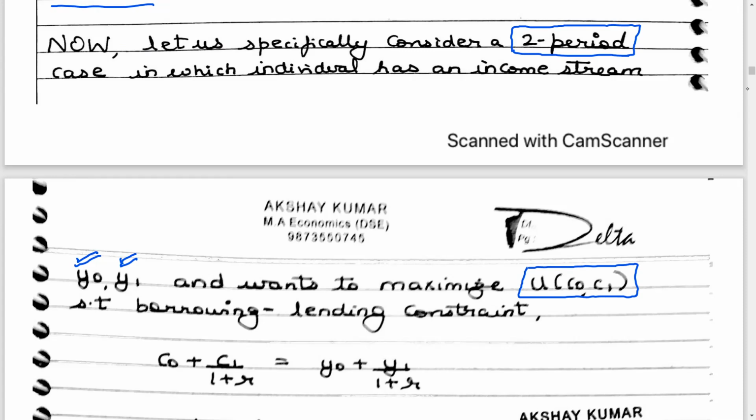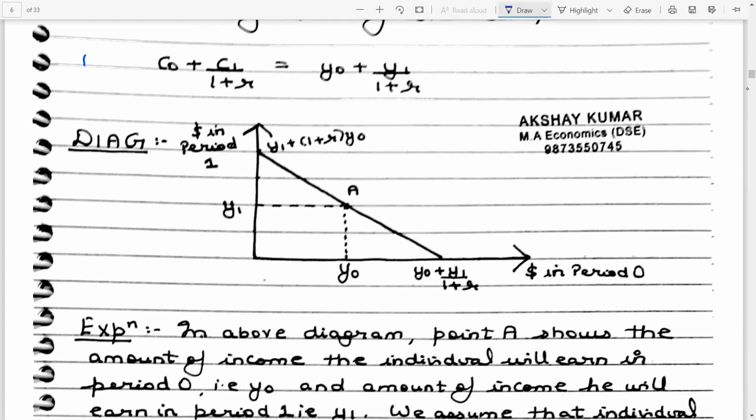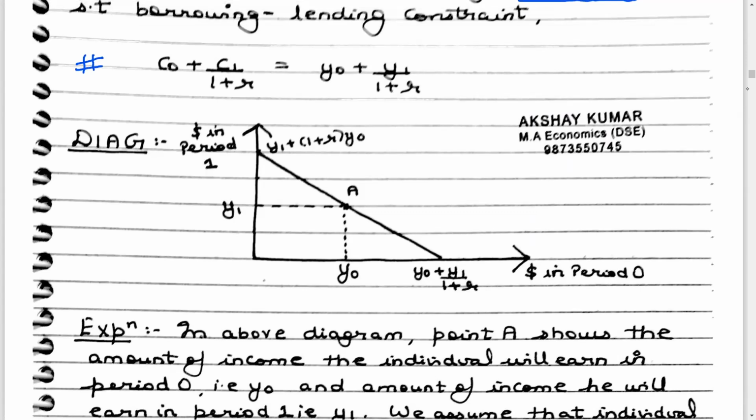Now you can see on the screen that if we talk about the budget constraint, the budget constraint of the individual in the 2-period framework is that the present discounted value of consumption exactly equals the present discounted value of income. The present discounted value of consumption is C0 plus C1 upon 1 plus R. The present discounted value of income is Y0 plus Y1 upon 1 plus R. Clearly, the two are exactly equal.